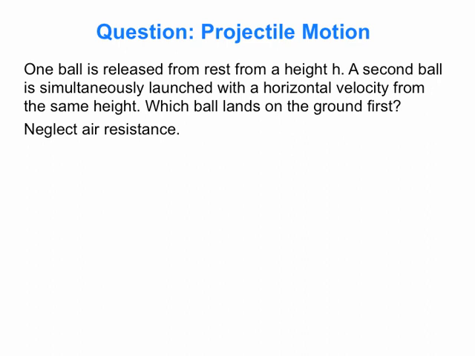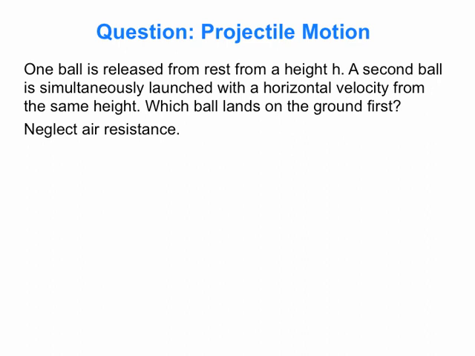Okay, so we will apply this idea to a particular example. First we're going to take a ball and we'll simply let it go from rest. It's a height h above the ground, so once we let it go, gravity takes over and accelerates the ball down toward the ground. We then take a second ball and release it at the same time as the first one, but this one has an initial velocity that is entirely horizontal. It gets released from the same height as the first ball, and the question is simply which ball lands on the ground first. We will neglect air resistance.